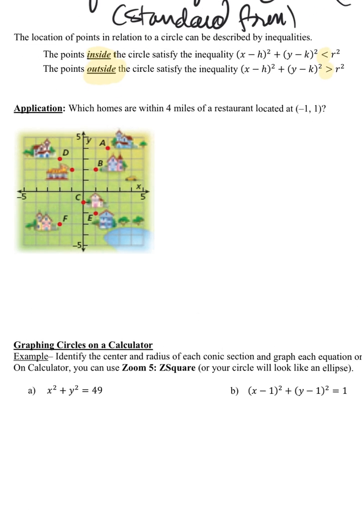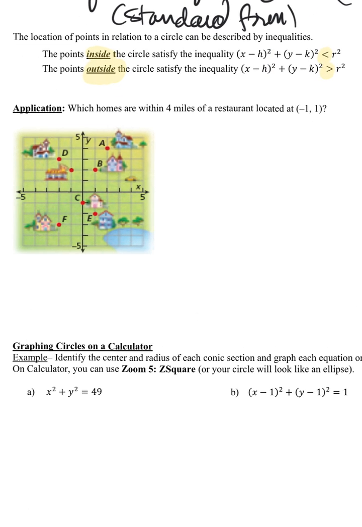So let's think about this. If we have a restaurant located at -1, 1. So let's go to -1, 1. Here's my little restaurant. That's where I want to order food from. And I want to know which homes are within a 4-mile radius, within 4 miles of the restaurant. So this is my h, k. That's going to be the center of my circle.